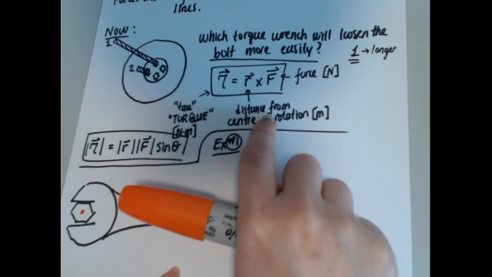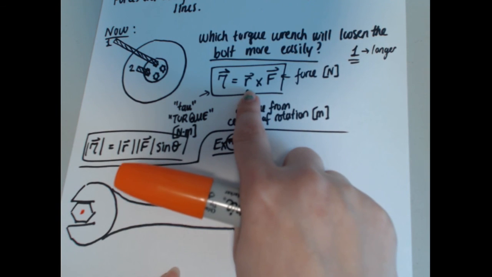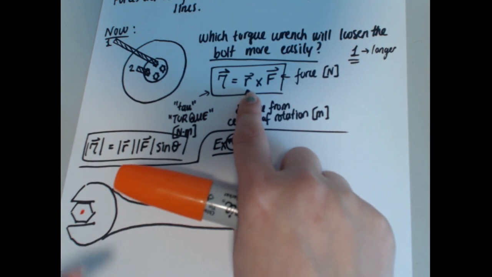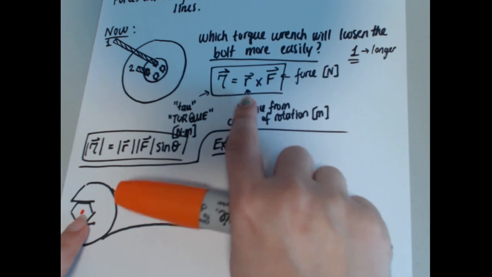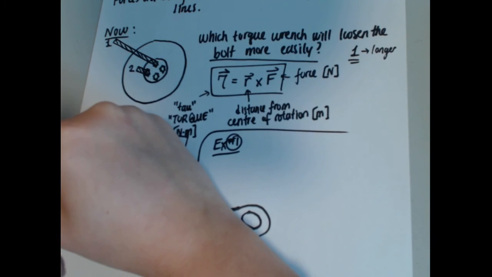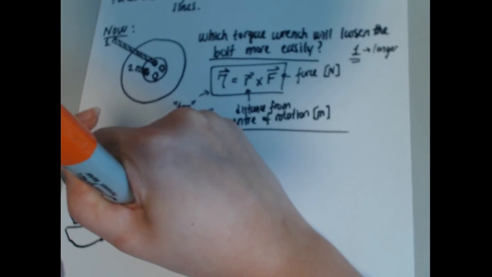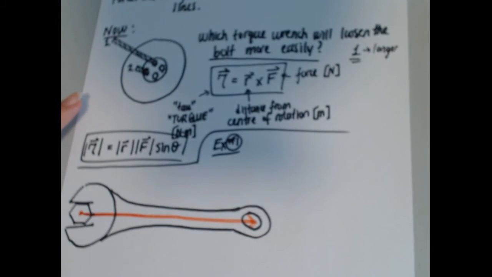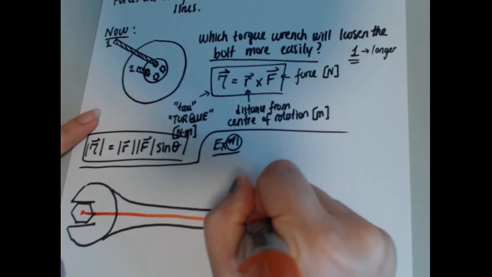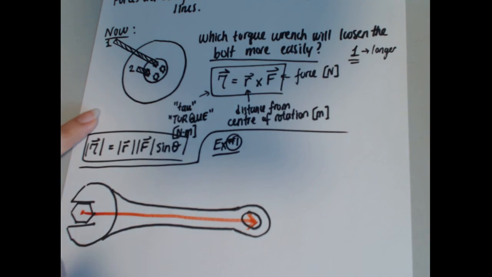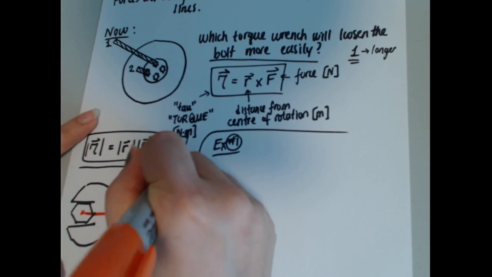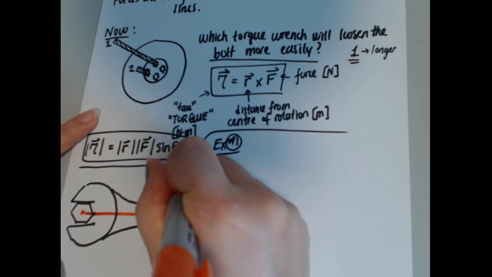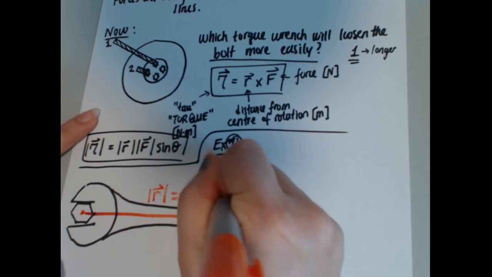R, which is the distance from the center of rotation, is a vector. So yes, it's a distance, but it's also a vector. That vector starts from the center of rotation, and it goes to the point where the force is applied. So it's not necessarily the length of the object, but it goes to wherever the force is applied. Let's say the force gets applied in that little hole there. We call that value R, and R is, let's say, 20 centimeters.